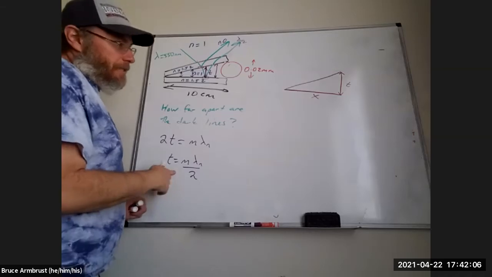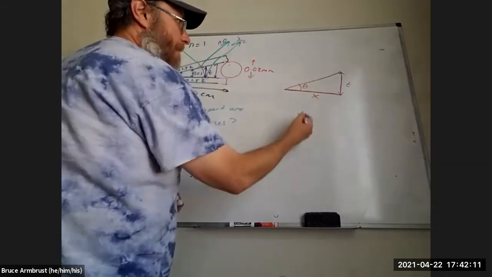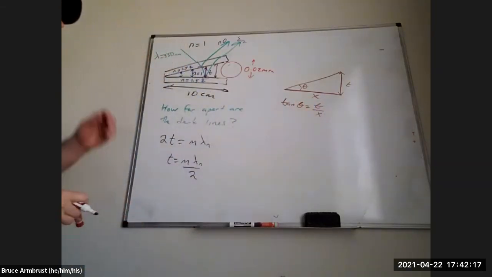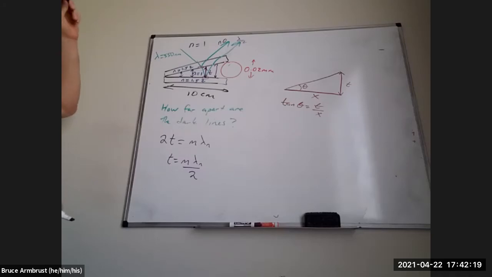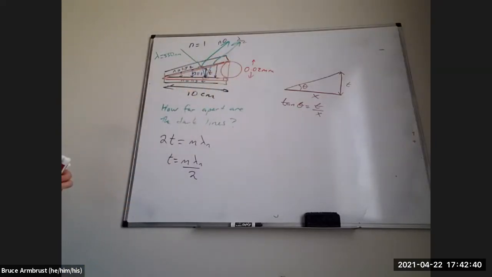Well, I can get x if I know t, because if we just say that this is theta, we know the tangent of theta is equal to t over x. Right? But we can even get away from using the tangent if we think about similar triangles. Right? This orange triangle is actually similar to that.